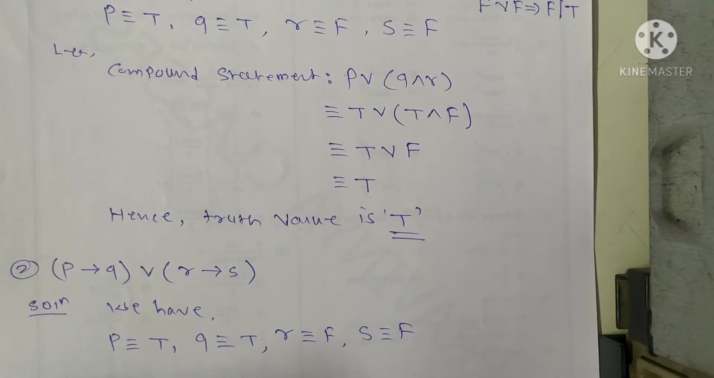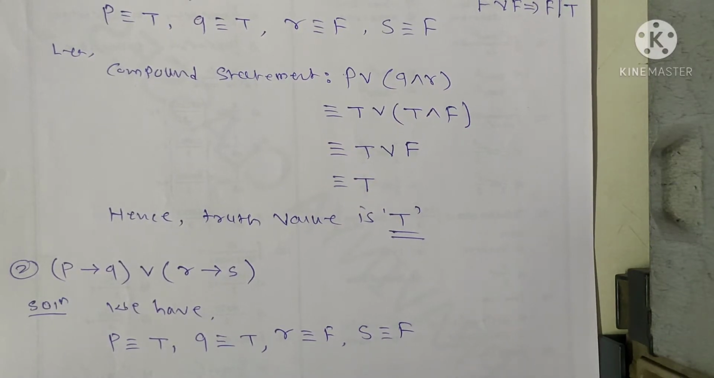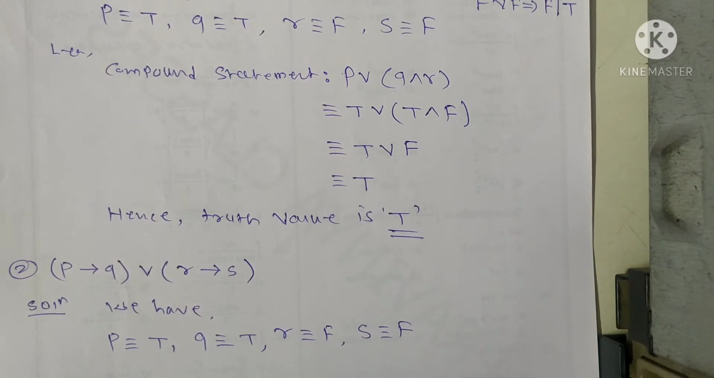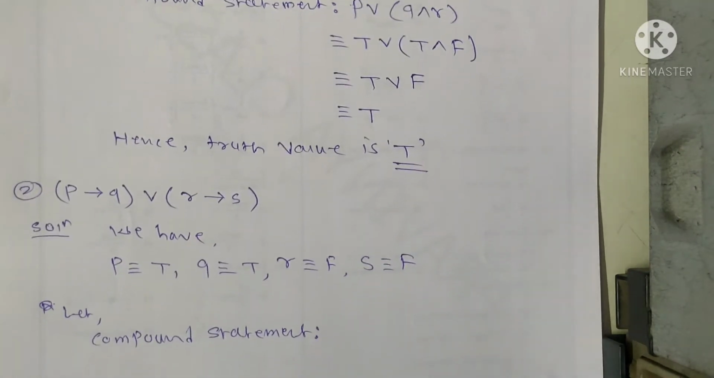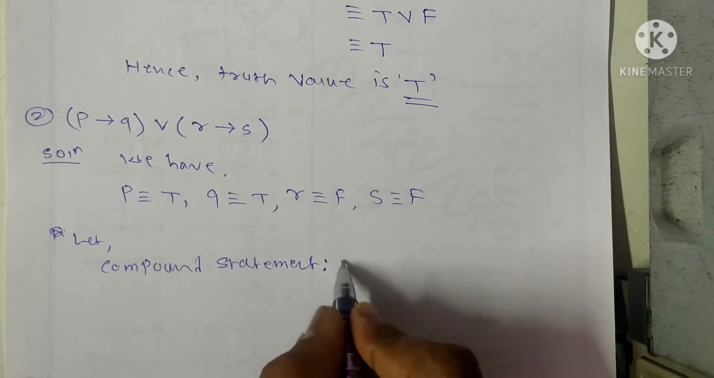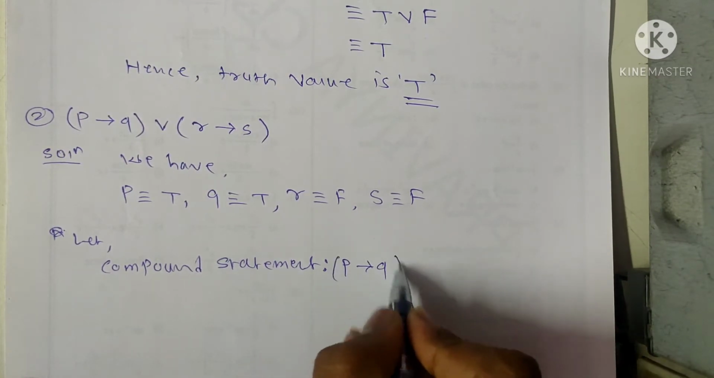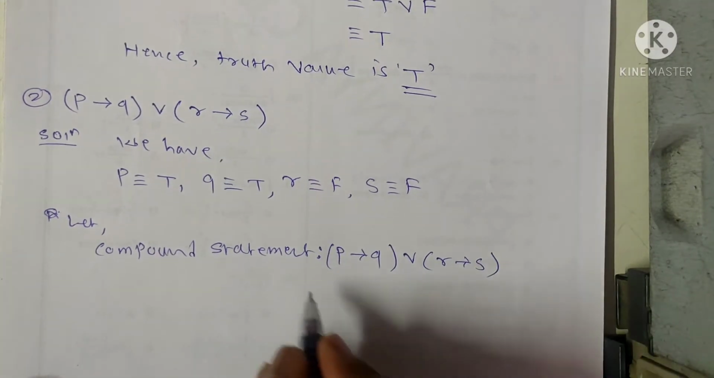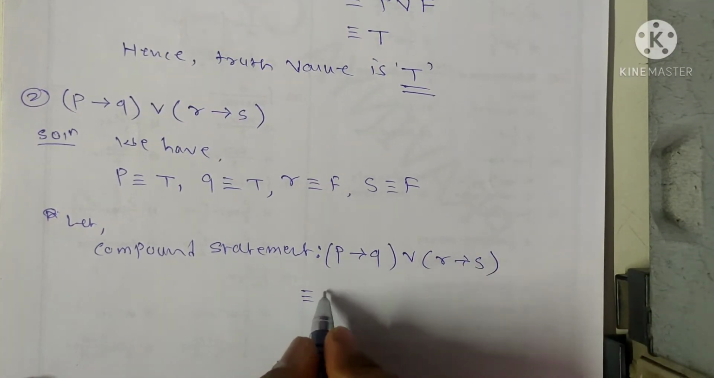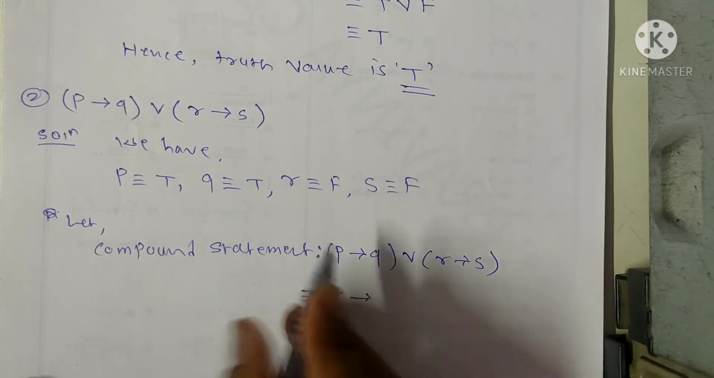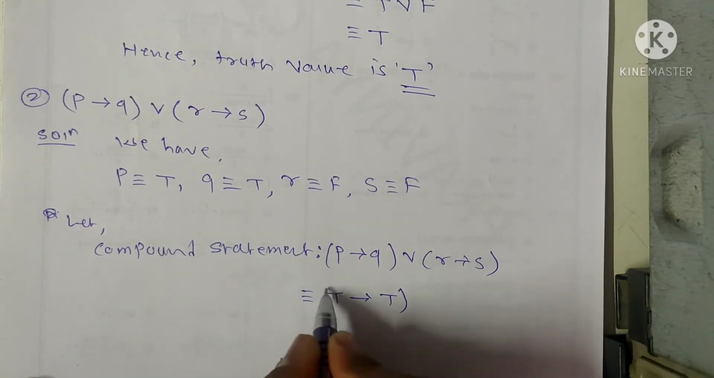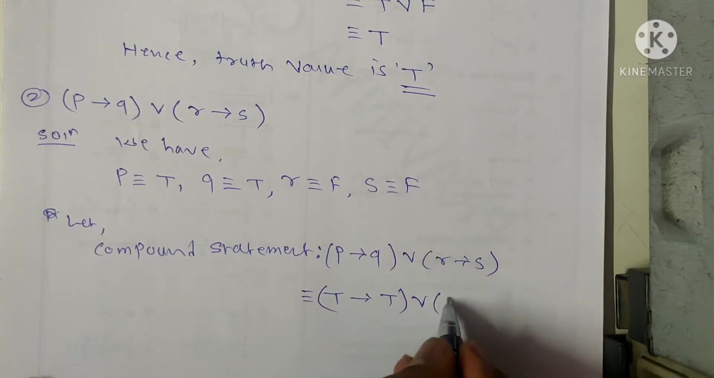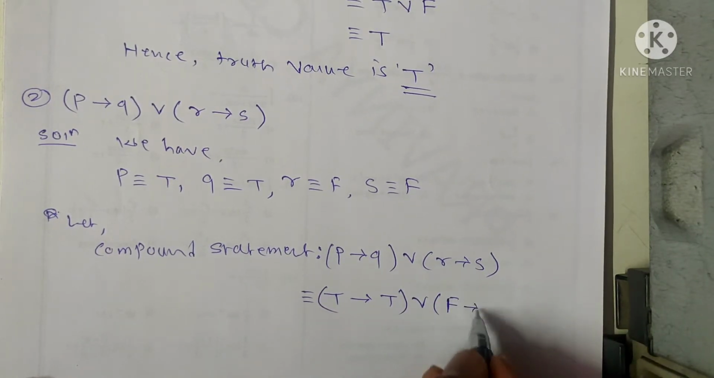Now the compound statement. The given compound statement is P then Q or R then S. Logically equivalent to: P is T, then Q is also T, or R is F, then S is also F.